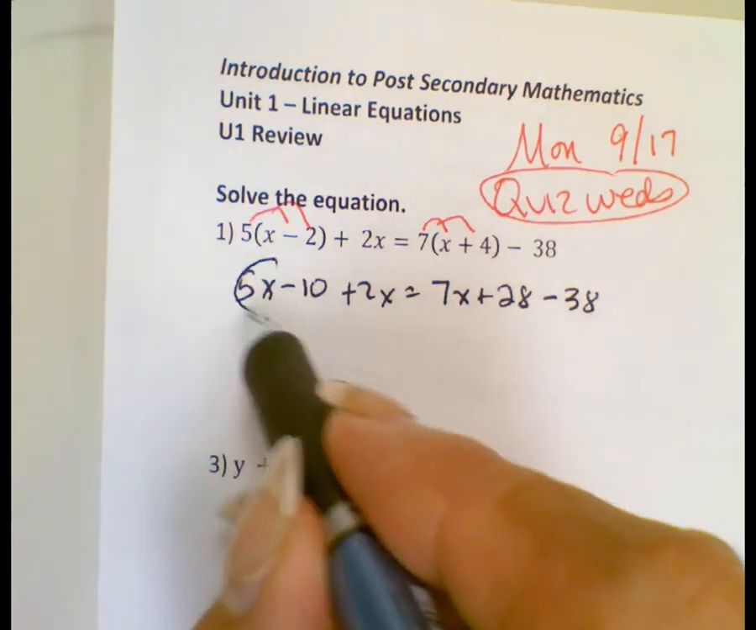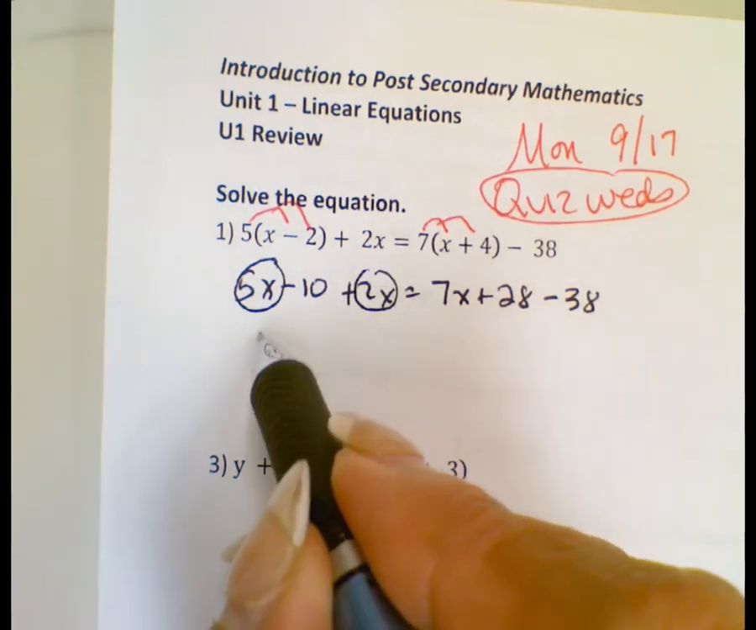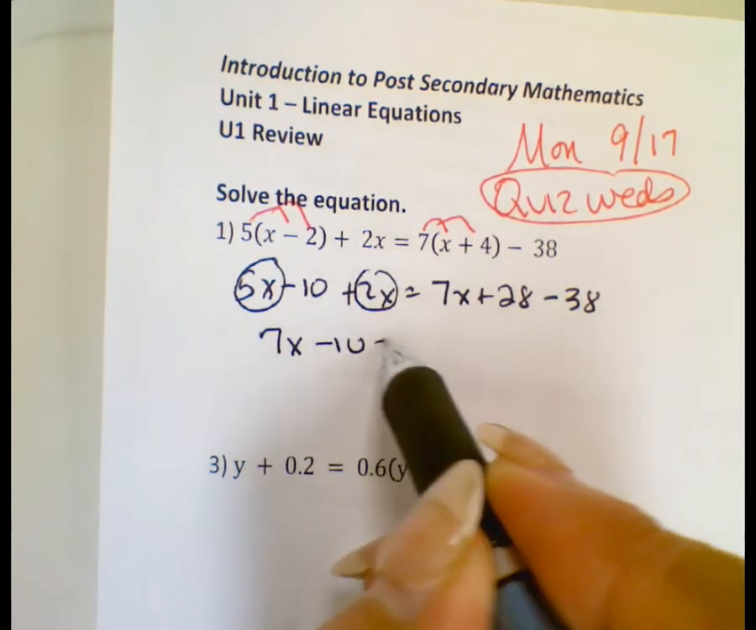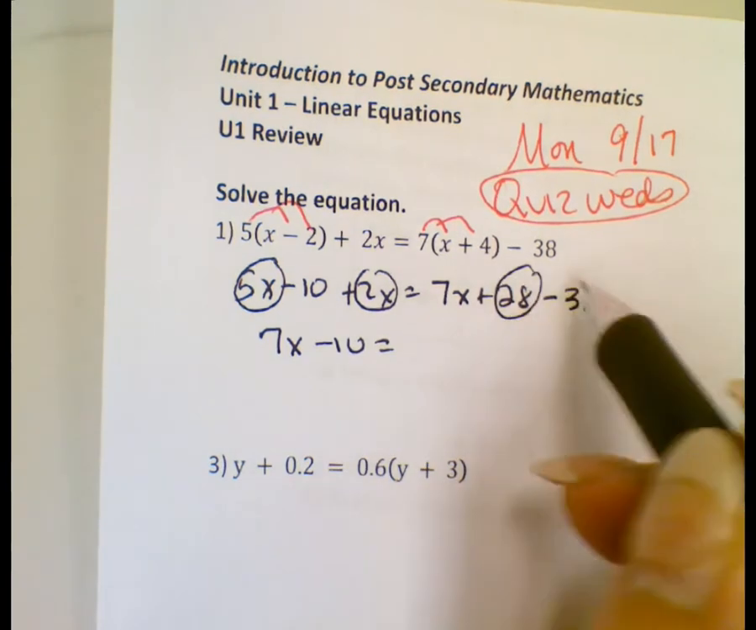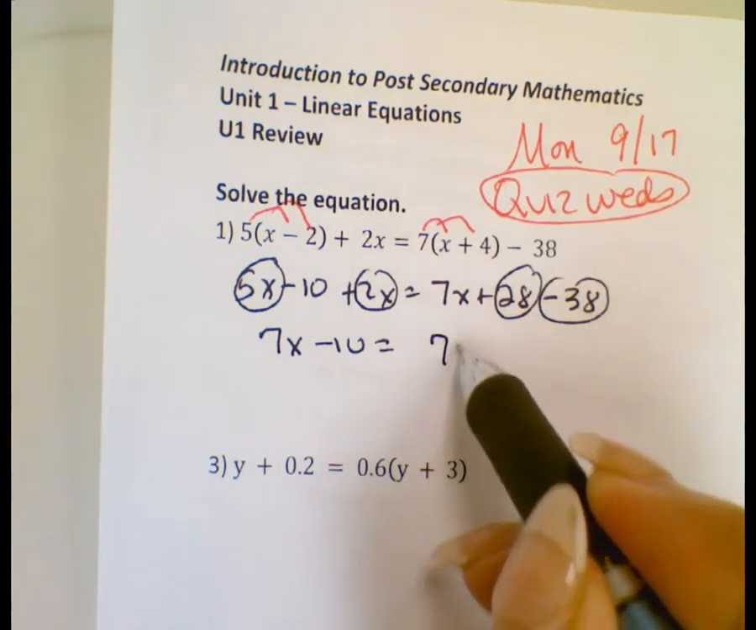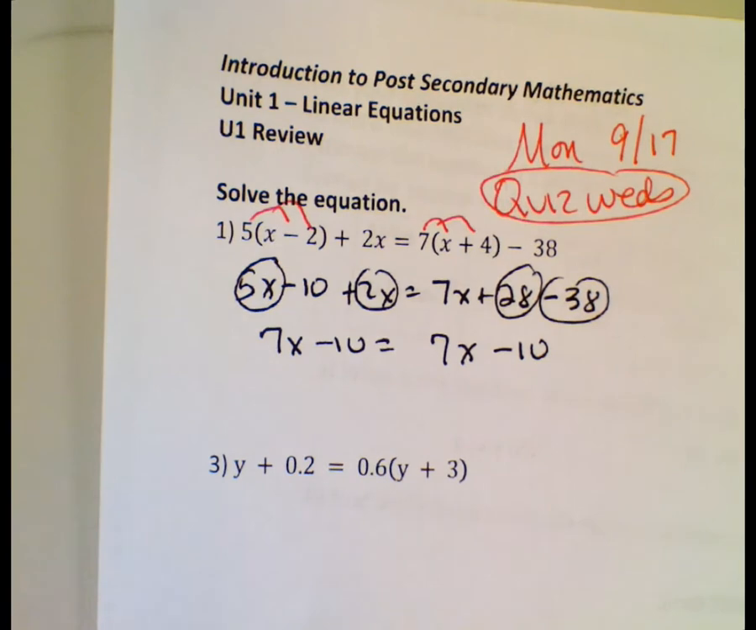So we're going to combine the x's on this side. 5x and 2x is 7x. And on this side, we're combining 28 and negative 38. And that should give you a negative 10. Oh, look at this. Do you notice that the left side is equal to the right side? So this should be infinitely many solutions because it's identical to the other side.